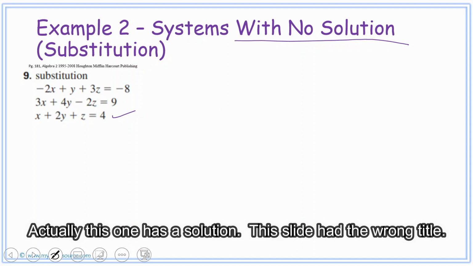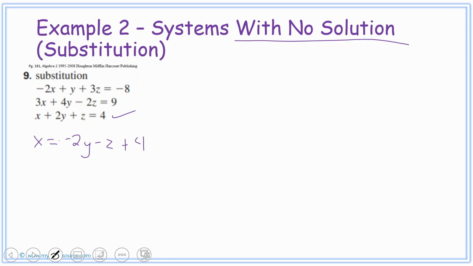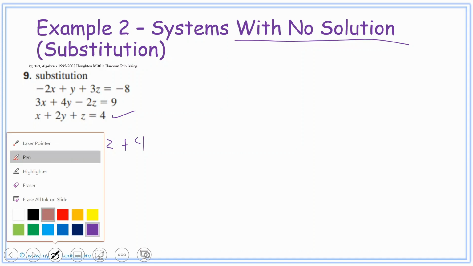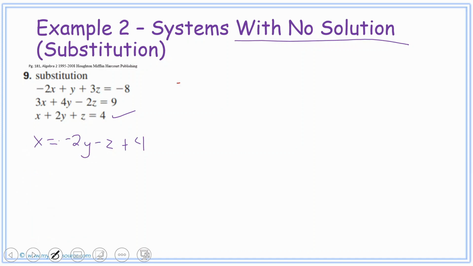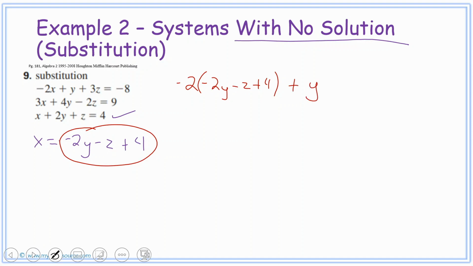So if you want to solve for x, remember you just subtract the 2y and the z on both sides, and you're going to end up with -2y subtract z plus 4. Now you could take that x equals and substitute it into one of the other equations. And you could try the first one. And so if I substitute this x into the first one, I'm going to have -2 times, I'm substituting this whole expression in there, -2y minus z plus 4. Right, that's what I put in for x, plus my y plus 3z equals -8.